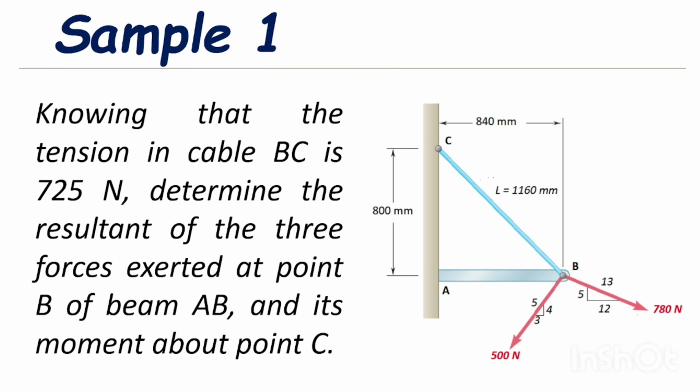So look at the diagram critically, and you see beam AB, and we're to look for the resultant force. All these three forces, the tension, the force of 780 and the force of 500 newtons, are acting at the point B, and we're going to find the moment of that resultant force about point C.